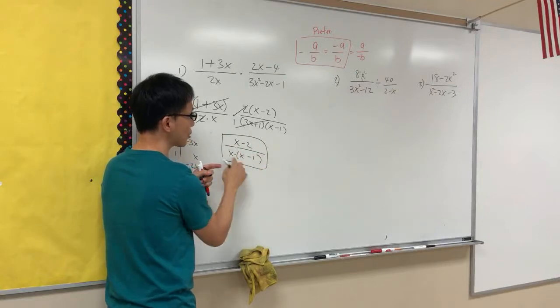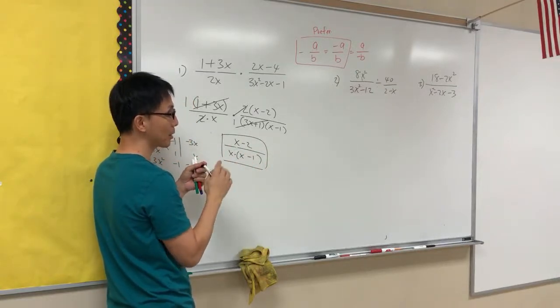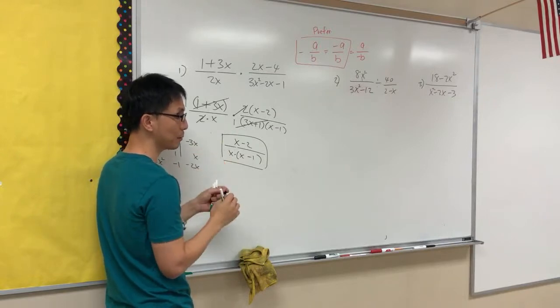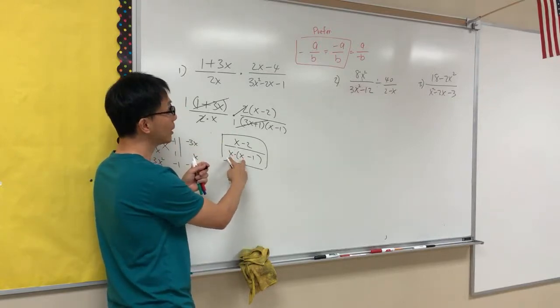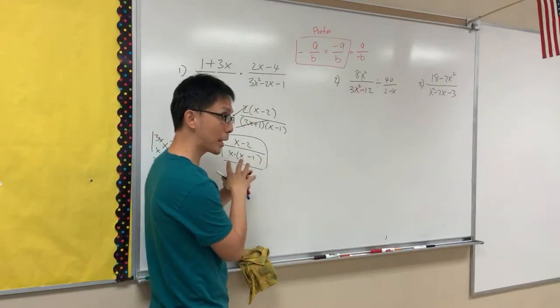And some students ask, do I distribute back in? No. Always keep it in factored form because that's the most simplified form. Because I can find the domain, I can find all the stuff. I'm not giving a lot of headache. Are we okay about this question?